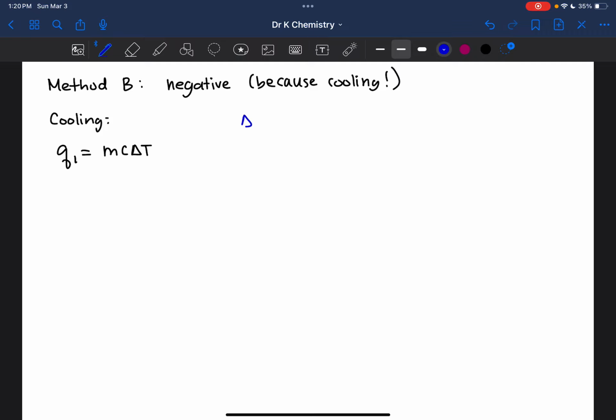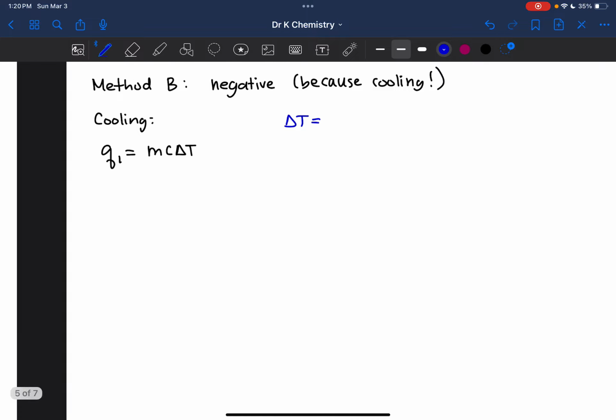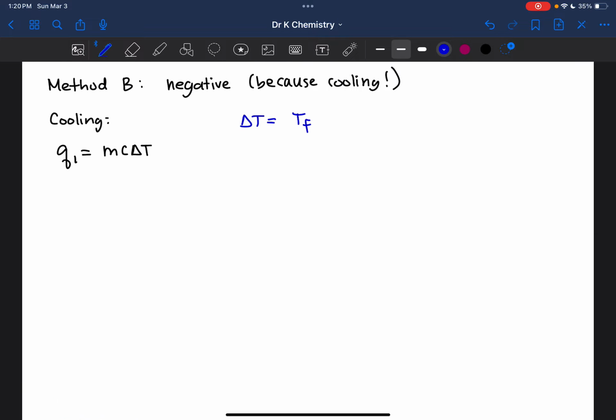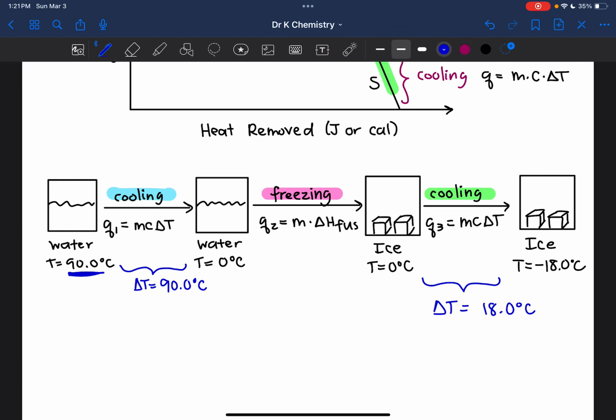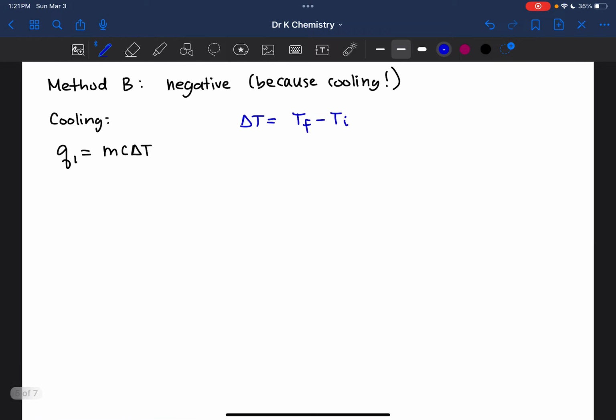And here is why everything will be negative. To calculate the change in temperature, we are subtracting the initial temperature from the final temperature. And notice that here you are starting at 90 degrees Celsius and you're ending up at 0, which means our final temperature is 0 degrees Celsius and our initial temperature is 90 degrees Celsius. That gives us a change in temperature of negative 90. And that's why everything ends up being negative here.